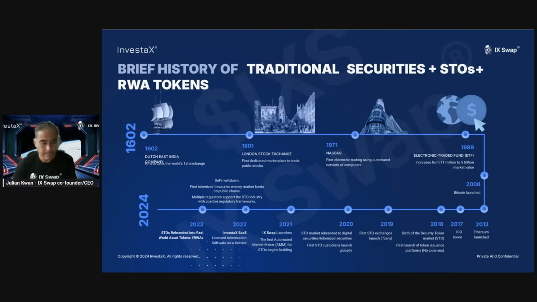We built through that, and we actually applied for one of the very first real-world asset exchange licenses to add to our broker-dealer license at InvestaX back in 2018. And it basically said Bitcoin buys a STO. That's what we thought. That's what we believed in. And we went under the bus for 5 years to make that happen.